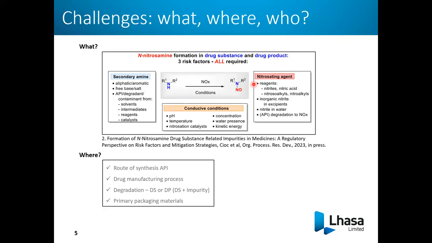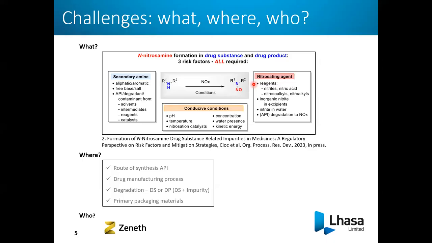It can be in the synthetic route of the API, the drug manufacturing process, via a degradation pathway of the drug substance or product, or via an interaction between a drug substance and an impurity, and also from primary packaging materials. There's even evidence that NOx gases in the air can be responsible for nitrosamine formation during specific manufacturing processes, such as drying. So that is a lot of places where an assessment is required to ensure that any nitrosamine risk is either negligible or tolerable.